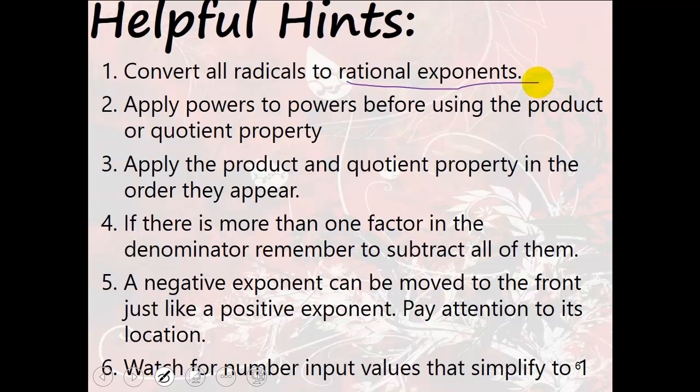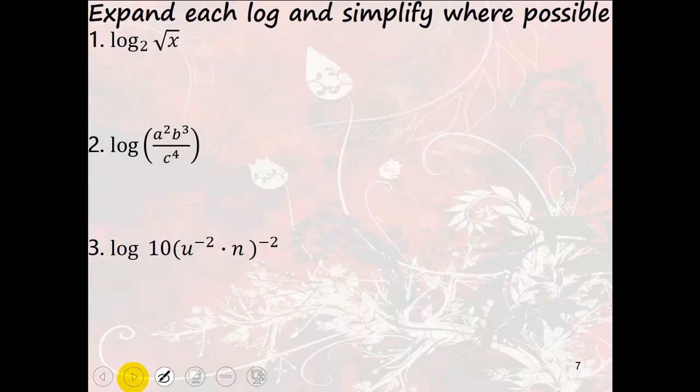Apply the product and quotient property in the order that they appear. If there's more than one factor in the denominator, remember to subtract all of them, not just the first one. A negative exponent can be moved to the front just like a positive exponent. Pay attention to its location, because if it's in the denominator with a negative exponent, you're going to have that double negative effect. And then watch for the number inputs, values that simplify to 1. Watch for those properties that we talked about on slide 2. Okay, so expand each log and simplify where possible.